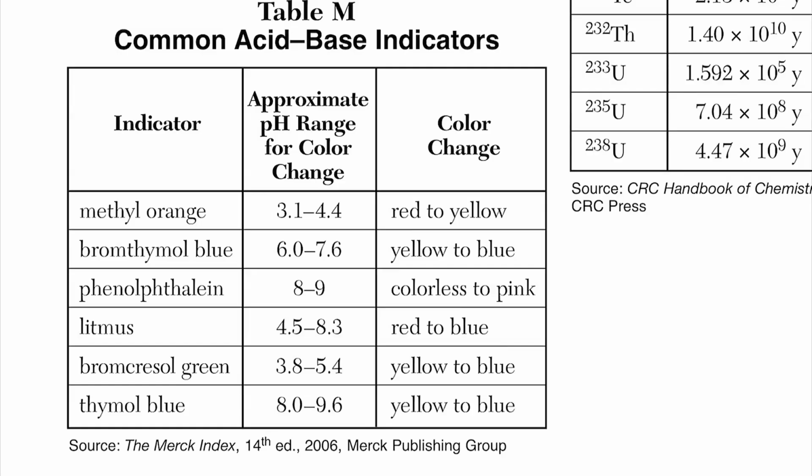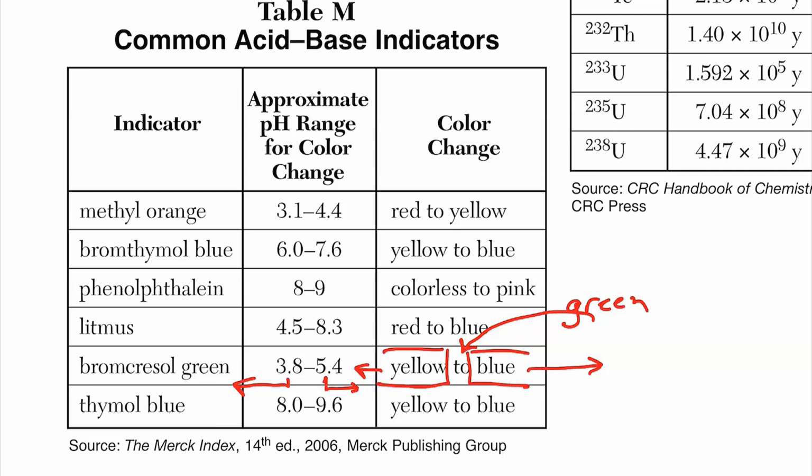And how you use this is understand that anything 3.8 and lower is going to be yellow. Anything 5.4 or greater is going to be blue. And if it's in between, the color between yellow and blue would be green. Okay, so that's how you use this.